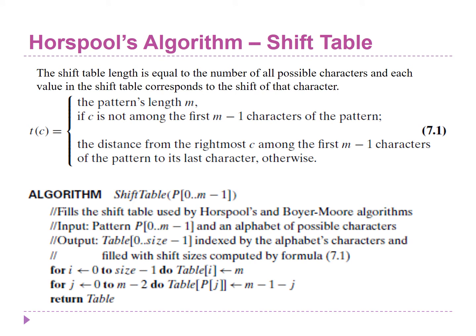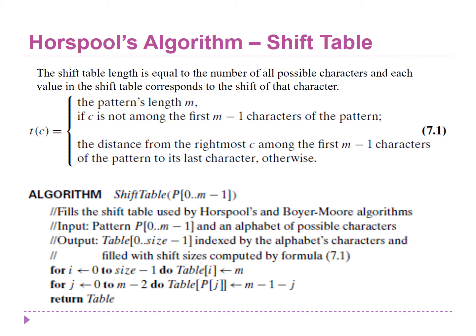The shift table length in Horspool's algorithm is equal to the number of all possible characters, and each value in the shift table corresponds to the shift of that character. The shift of the character in the shift table is equal to the pattern's length m if C is not among the first m-1 characters of the pattern. The shift of the character is equal to the distance from the rightmost C among the first m-1 characters of the pattern to its last character otherwise.